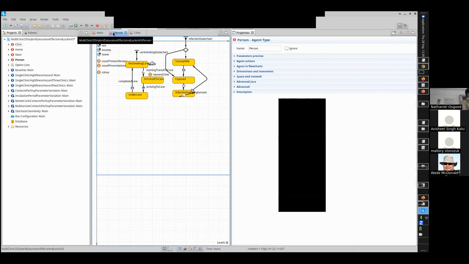And where would we expect that message that they have been cured, that they have been freed of their malady? Where would we expect this in the state chart?